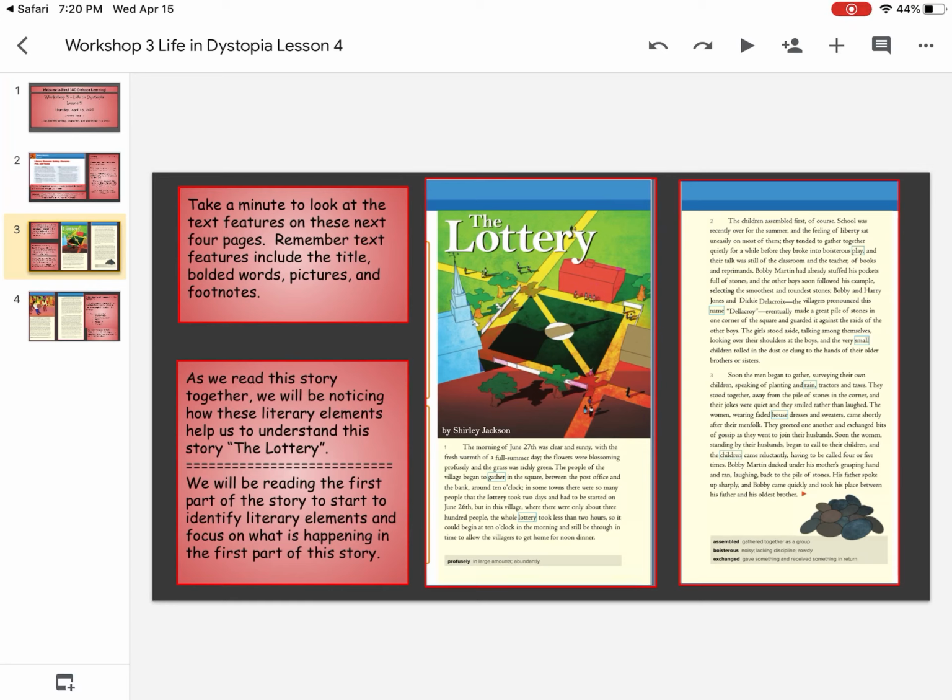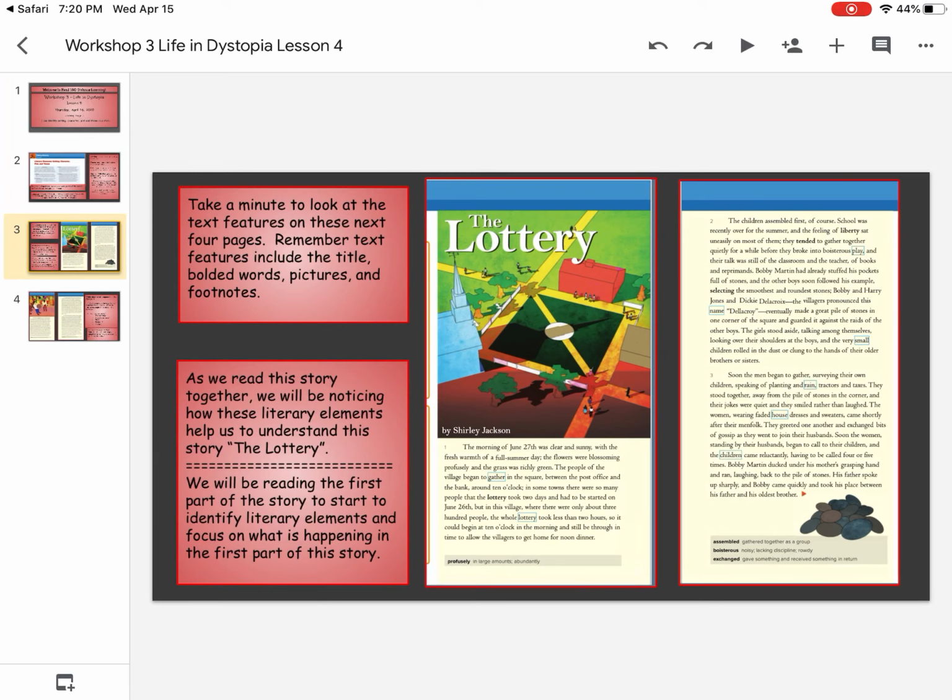The morning of June 27th was clear and sunny, with the fresh warmth of a full summer day. The flowers were blossoming profusely, which means in large amounts, and the grass was richly green. The people of the village began to gather in the square, between the post office and the bank, around 10 o'clock. In some towns there were so many people that the lottery took 2 days and had to be started on June 26th, but in this village, where there were only about 300 people, the whole lottery took less than 2 hours. So it could begin at 10 o'clock in the morning and still be through in time to allow the villagers to get home for noon dinner.